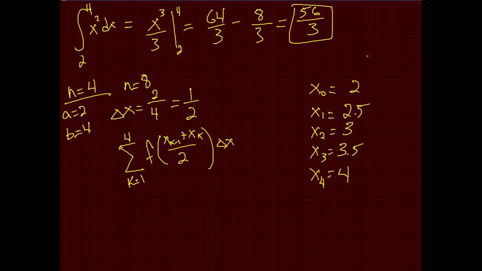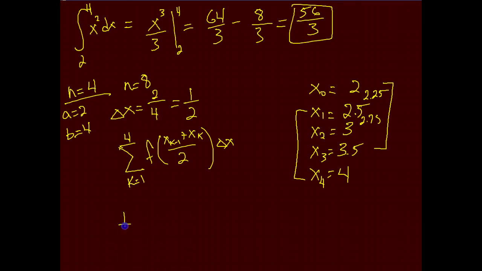Now if you recall, if we wanted to find the left Riemann sum, we would use these four. If we wanted to find the right Riemann sum, we would use these four. Now, what we're trying to find here is the midpoint, so we need the midpoint for each of these. So the midpoint between 2 and 2.5 is 2 1/4, 2.25. The midpoint between 2.5 and 3 is 2.75, and so forth. And that's what we're going to use here.